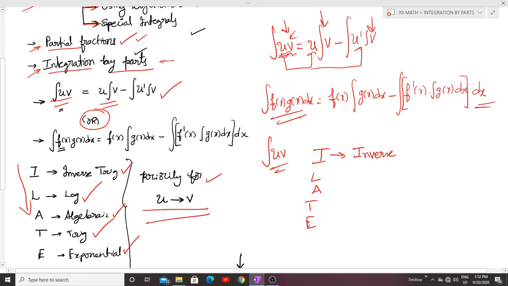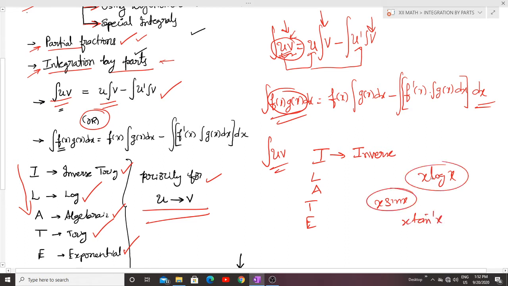There will always be two functions, f of x into g of x, u into v. That means x into sin x, into log x, into tan inverse x. These are the different examples. So in this priority order only, ILATE, I will have to take u and v. In ILATE, whatever comes first is u. The next one is v.